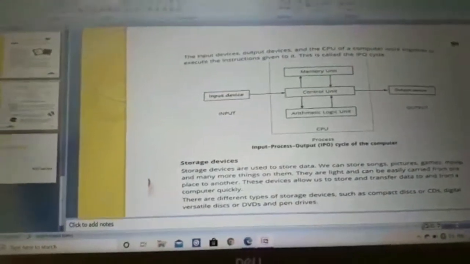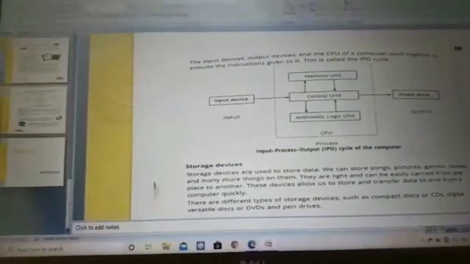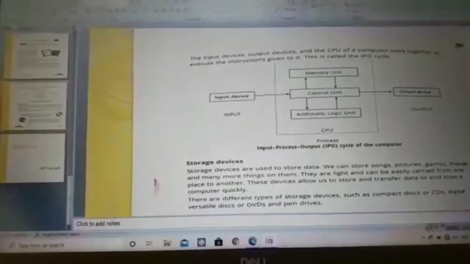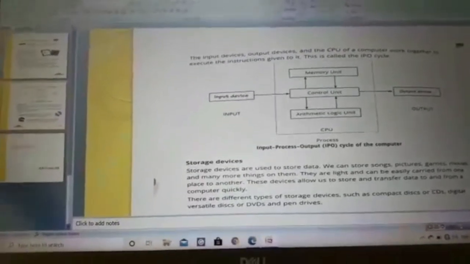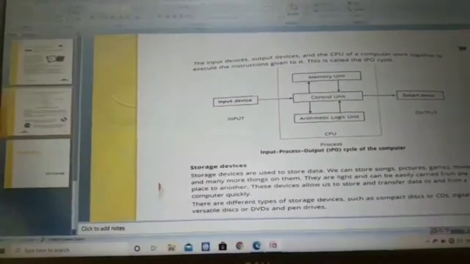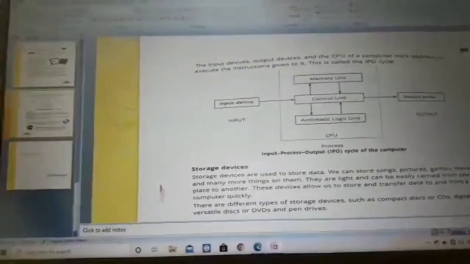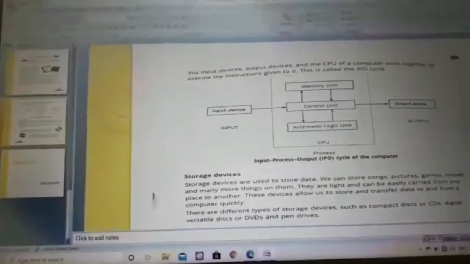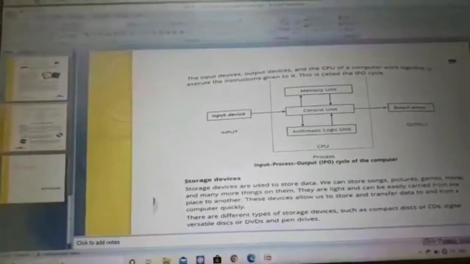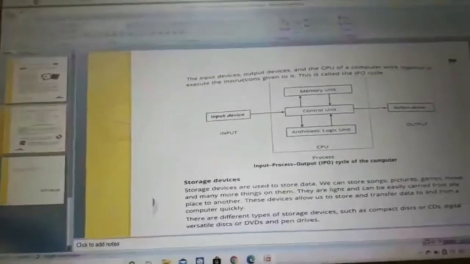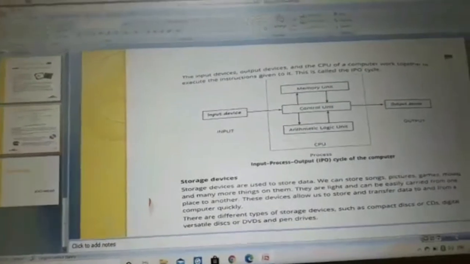CPU क्या काम करता है? इन्फॉर्मेशन को प्रोसेस करता है। और CPU में कौन से 3 मेन पार्ट्स होते हैं? कंट्रोल यूनिट, अरिथमेटिक लॉजिक यूनिट and मेमोरी यूनिट। सो मेमोरी यूनिट में सब कुछ स्टोर हो जाता है, कंट्रोल यूनिट सारे फंक्शंस को कंट्रोल करता है और अरिथमेटिक लॉजिक यूनिट सारे कैलकुलेशंस करता है। तो ऐसे पूरी इन्फॉर्मेशन प्रोसेस हो जाती है with the help of CPU.